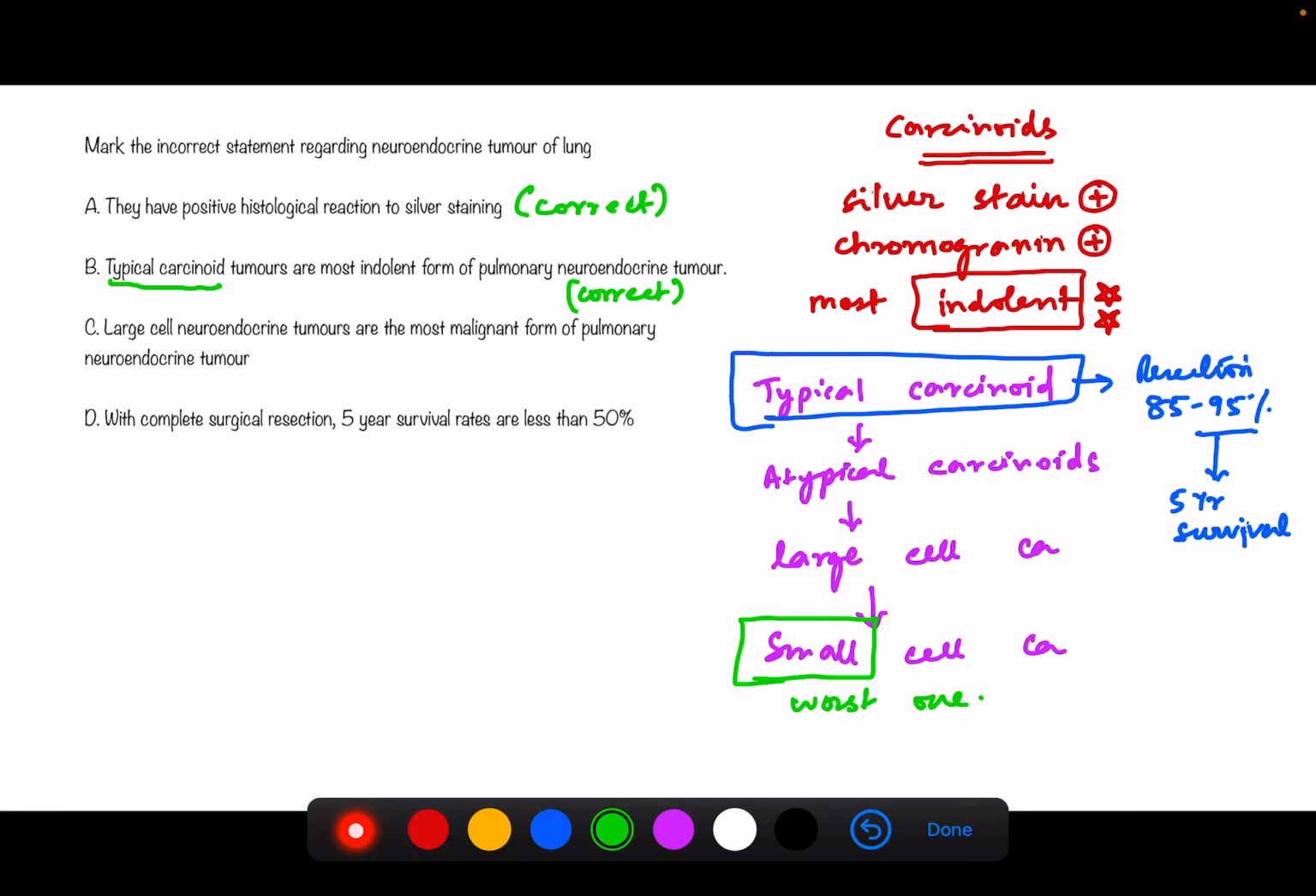Option C, large cell neuroendocrine tumors are the most malignant form of pulmonary neuroendocrine tumor, which is wrong. Why? Because the most malignant form is not large cell, it is the small cell. Option D, with complete surgical resection, 5-year survival rates are less than 50%. This is also wrong. The Sabiston Textbook of Surgery says that with proper resection 85 to 95% have 5-year survival. Therefore we have to mark the incorrect statements, and in this case the incorrect statements are option C and option D. Moving on to the next question.